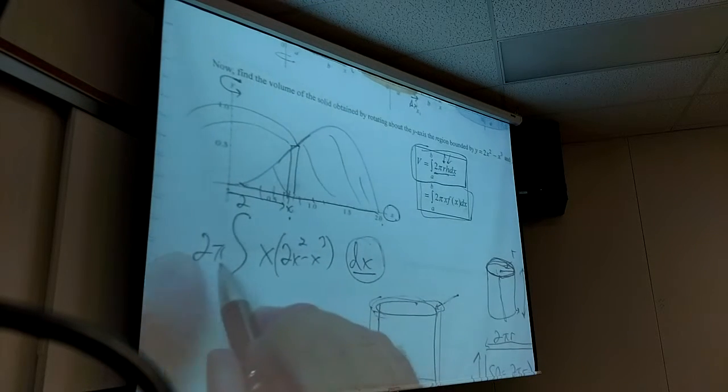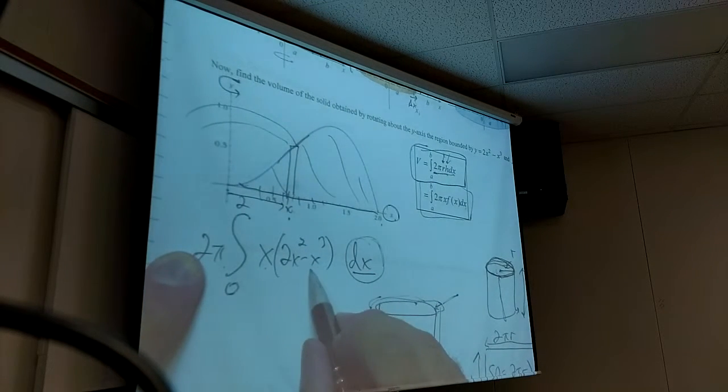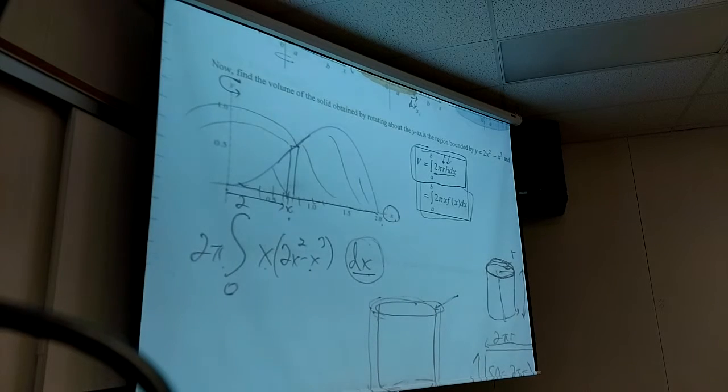So I got my 2 pi RH dx. Bam. Do you notice something nice about shells? There's no squared thing. Right? That's kind of nice. Because the squared thing is what makes the work that much more with the disk method.